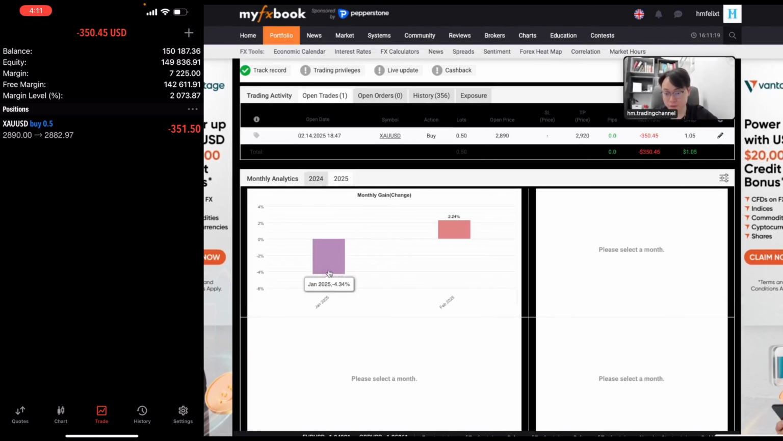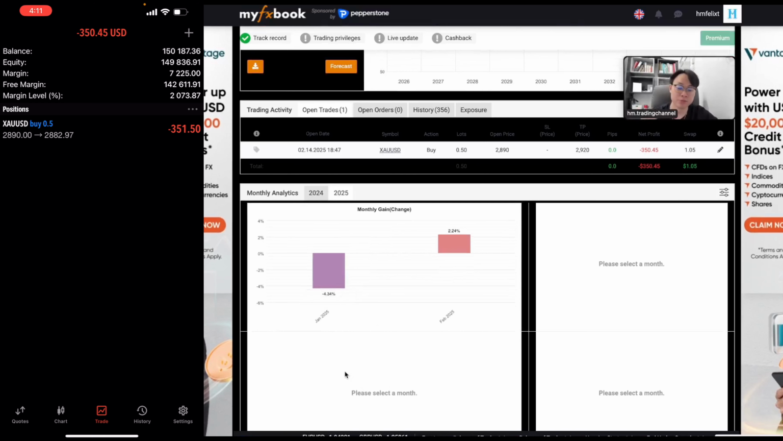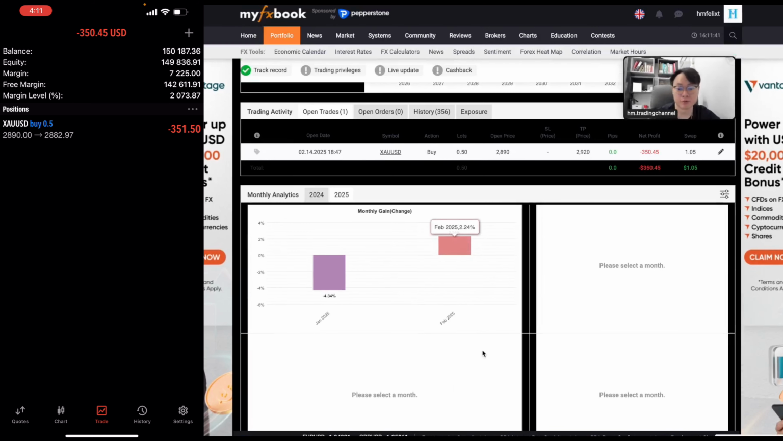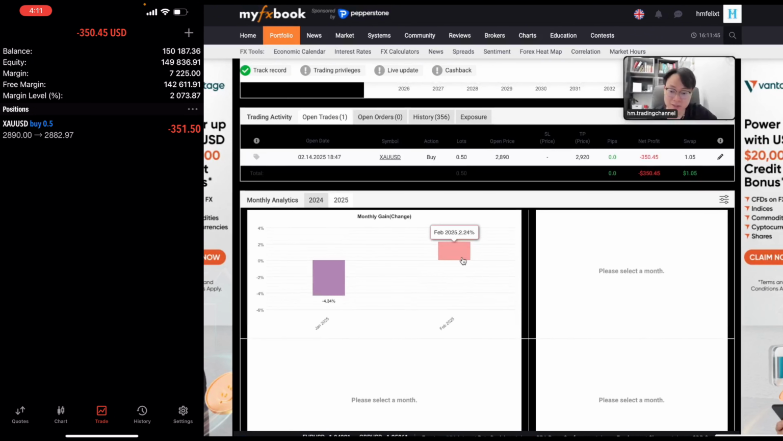So in 2025, when gold was all back up to the all-time high, I was closing most of the positions, but this negative is basically very much due to the swap and the commissions. When you close off the trade, the swap is charged and the commission is charged. And February so far, we are still early in February, half a month of February, right now it's a 2% gain, so let's see if we can get up to 5%.